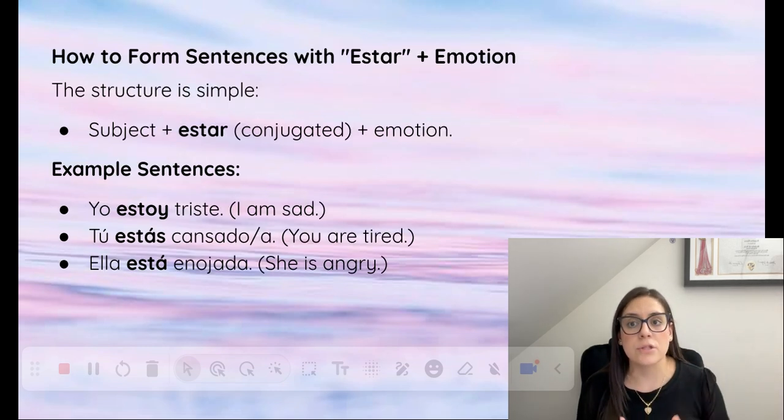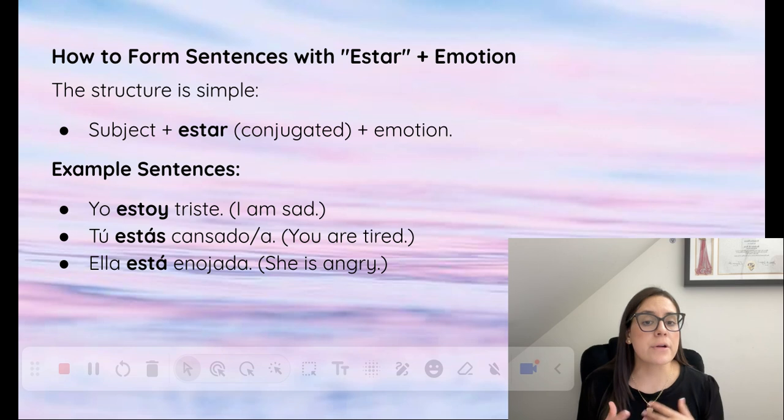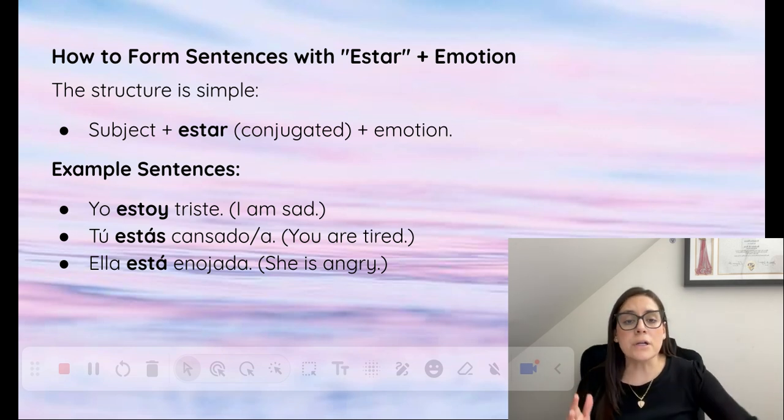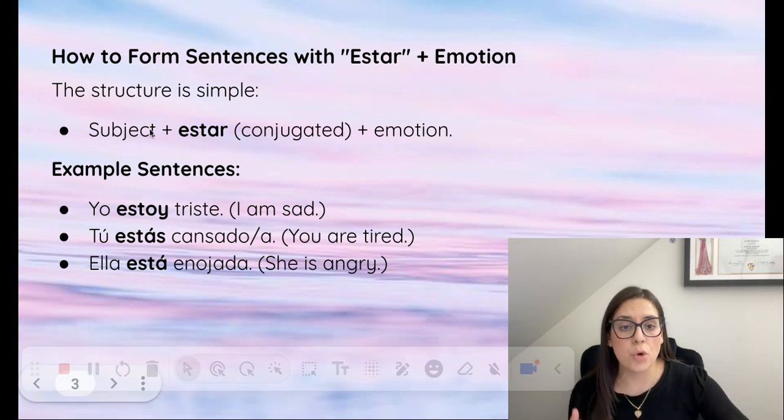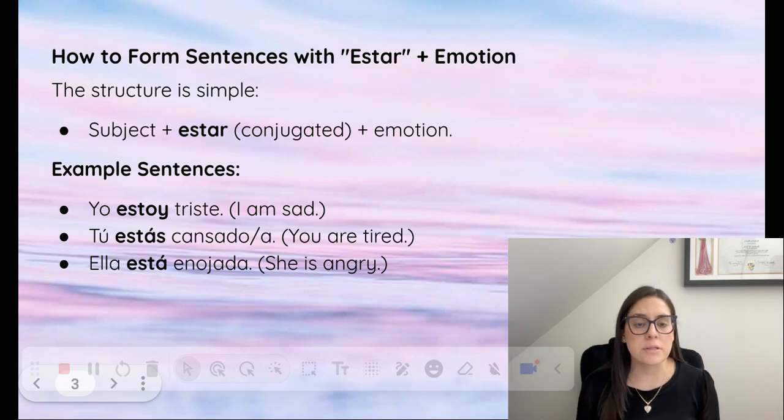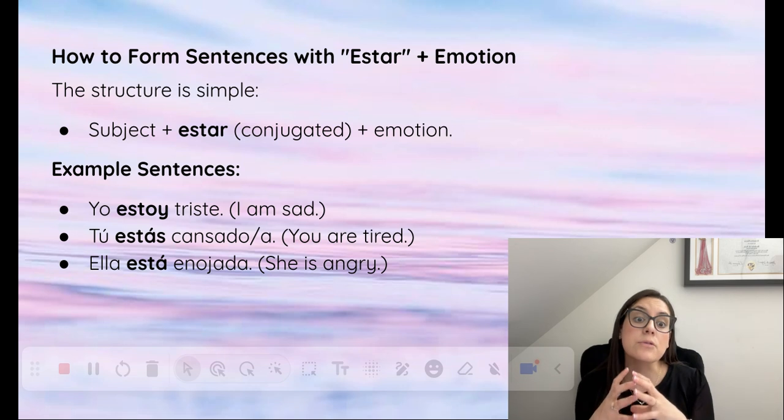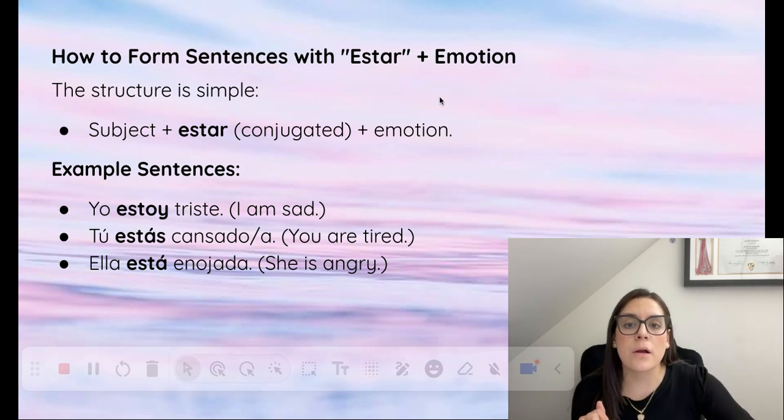depending on who we are talking about. So to form sentences, there is a simple structure that I like to teach my students because it helps them remember. Okay, first we have the subject. So who is the subject? The subject is the person we are talking about. Then we are going to use the verb estar, but it's going to be conjugated, meaning that it's going to look a little different than estar. And then lastly, you are going to be using the emotion. So subject, estar, and then emotion.